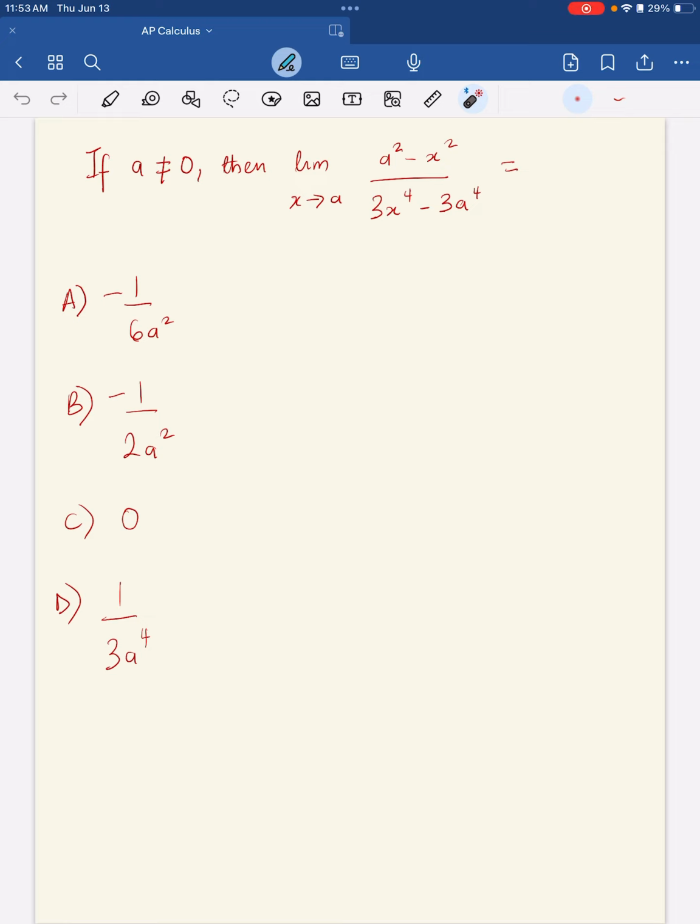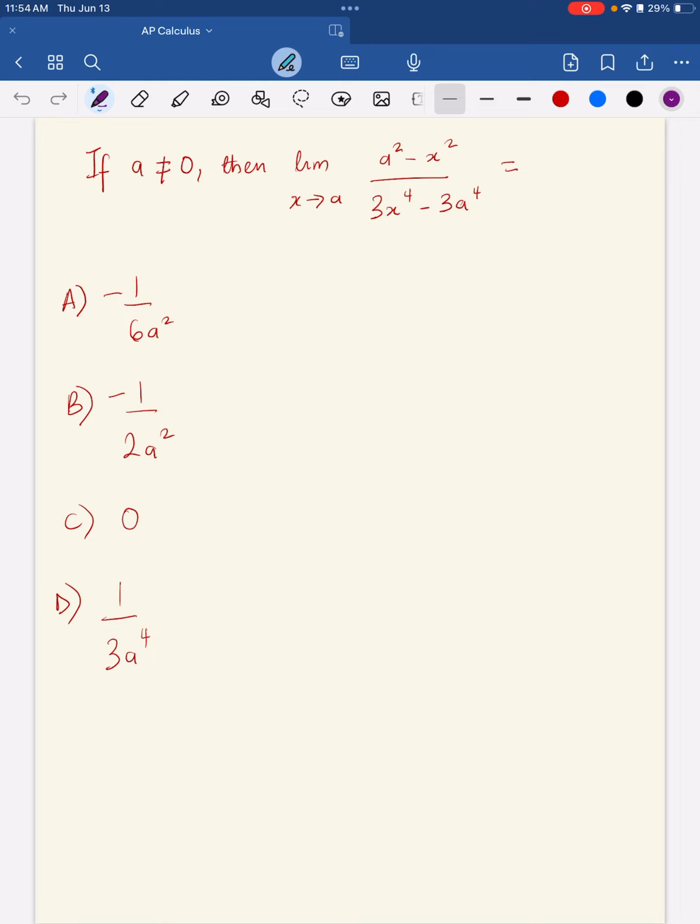So the question says: if a is not equal to 0, then the limit of this function, a squared minus x squared divided by 3x to the power of 4 minus 3a to the power of 4, as x tends to a, is equal to what? All right, so this is how I solved this question.